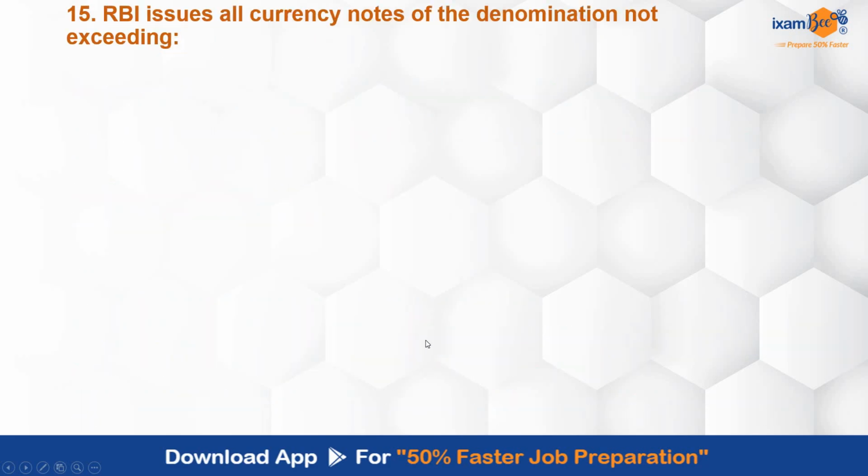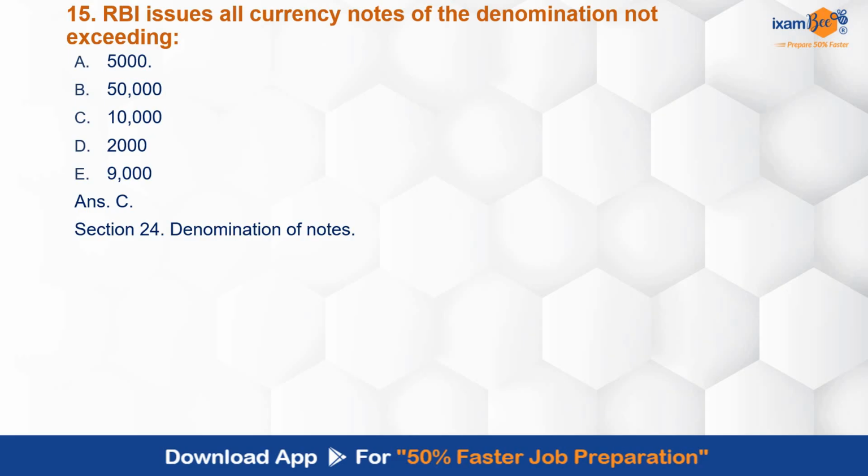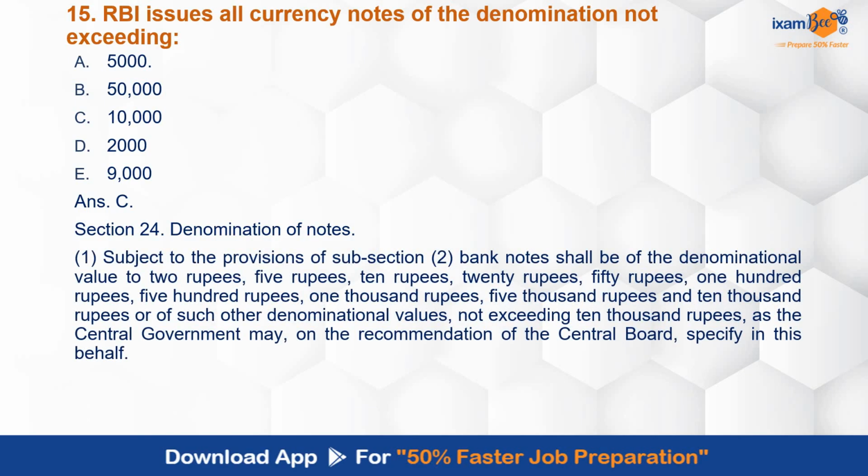RBI issues all currency notes of denomination not exceeding 5,000, 50,000, 10,000, 2,000, 9,000. Correct answer is C, 10,000. Section 24, denomination of notes, covers this particular point very specifically, not exceeding 10,000 rupees.